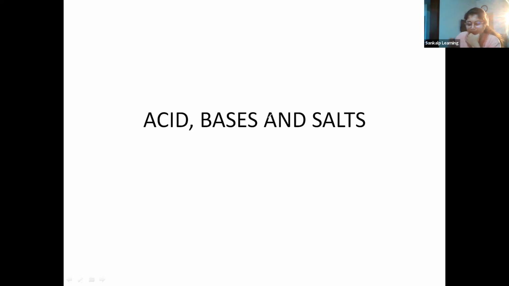Okay, but it is bitter in taste. It does not taste sour. So what does that mean? It does not have acid in it. Yes, it has no acid in it. It is bitter in taste.